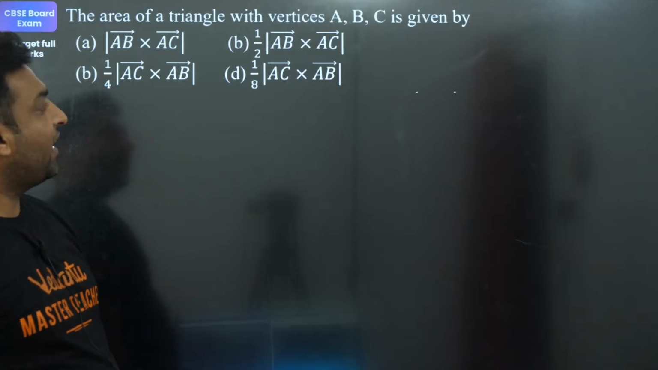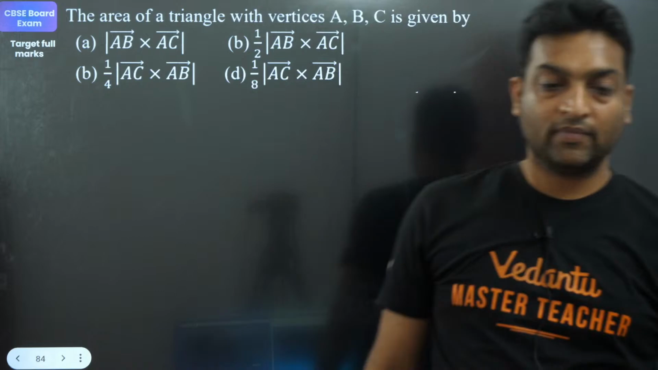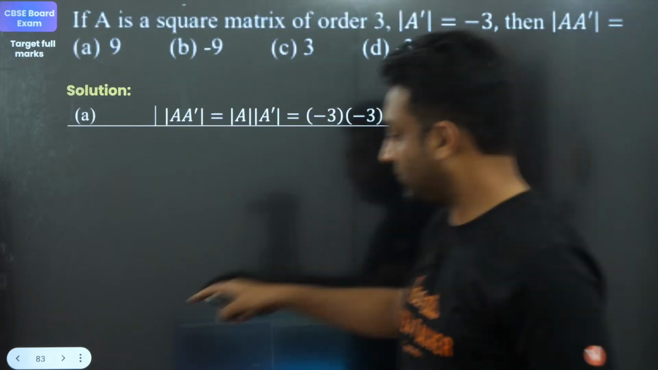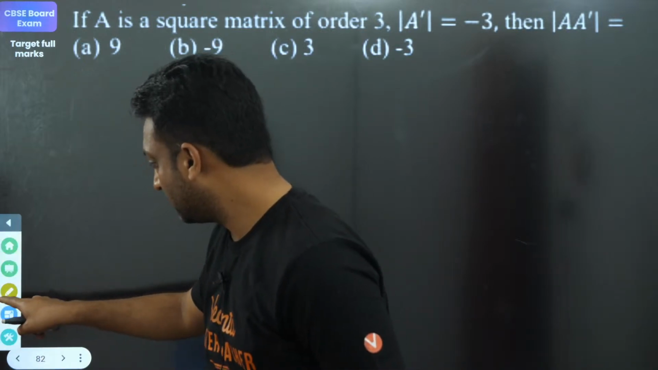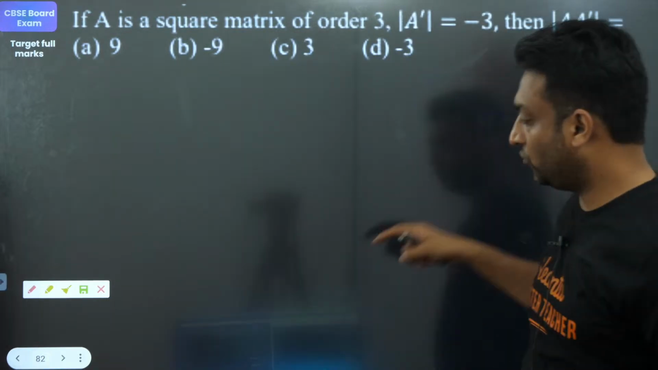Area of triangle with vertices ABC. Half into, sorry.